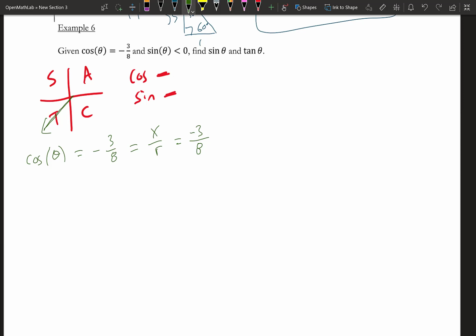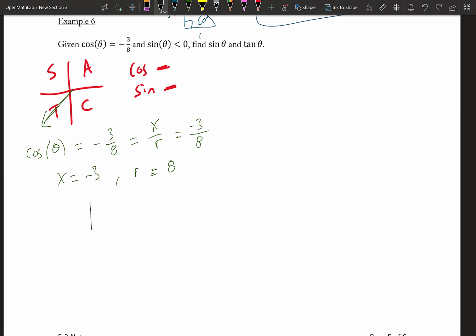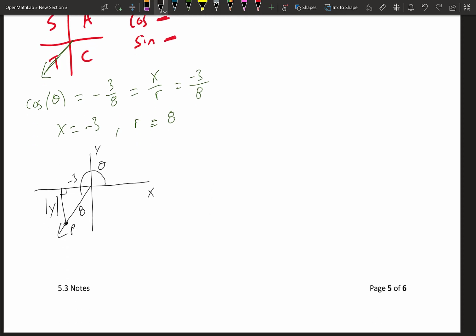So from this, we could say that one possibility is that x is equal to negative 3, while r is 8, right? So then to be able to figure out what y is, we could use Pythagorean Theorem, essentially, right? So maybe let's start by drawing a picture of what we have so far. Right, so we have something like this. We know the r value is 8, the x value is negative 3, and here is going to be y. Well, really, we could think of this as the absolute value of y.